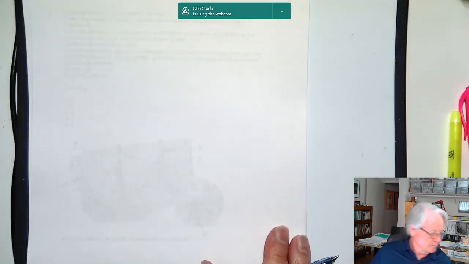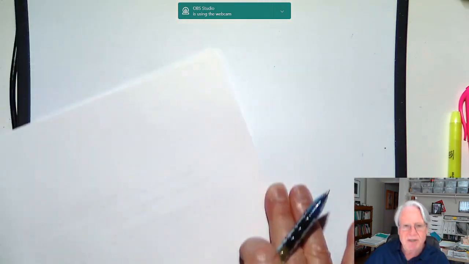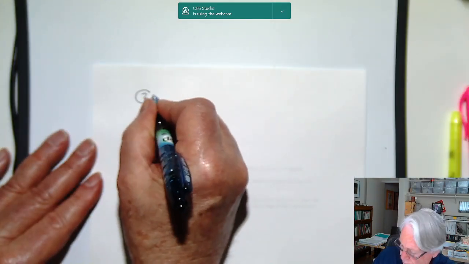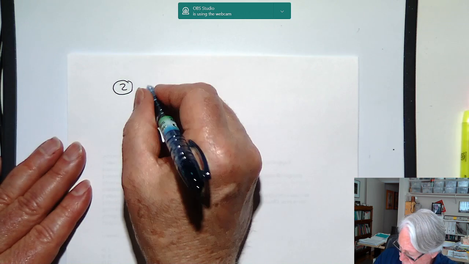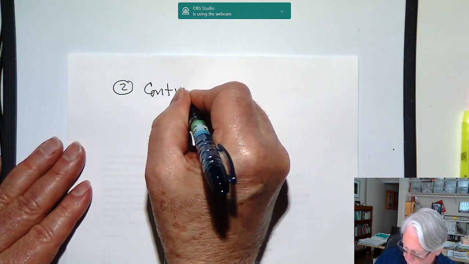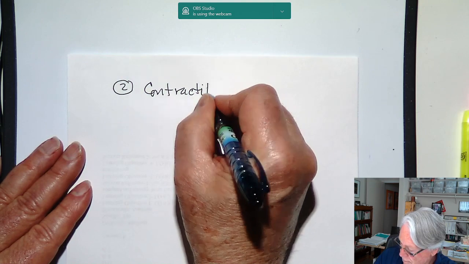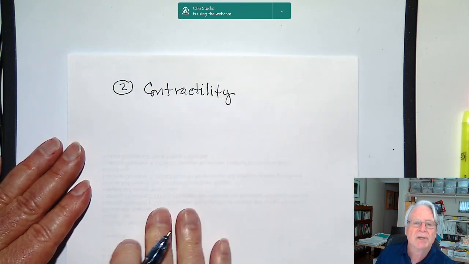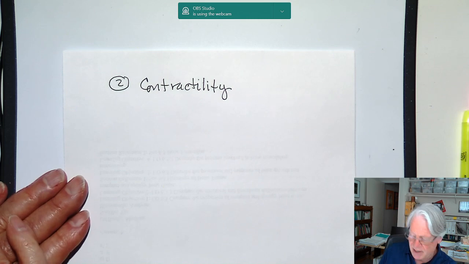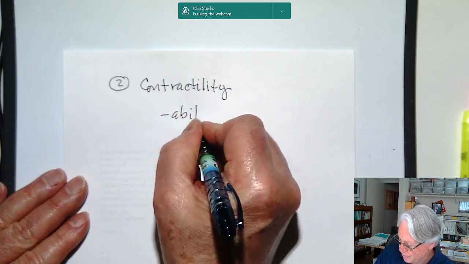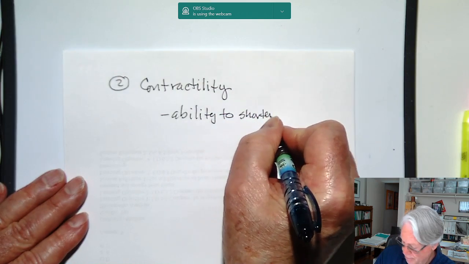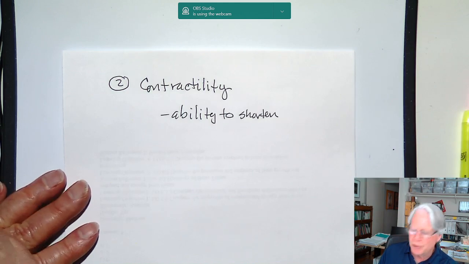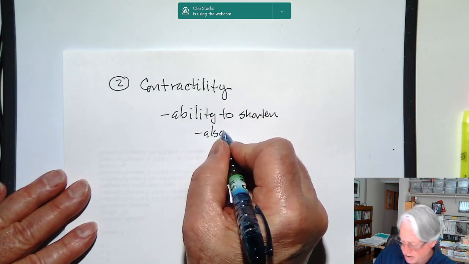That's number one. Number two would be contractility. So number two here is going to be contractility. And contractility is just what it sounds like, the ability to shorten. Okay. When it shortens, it also thickens.